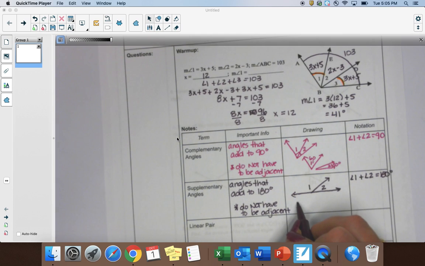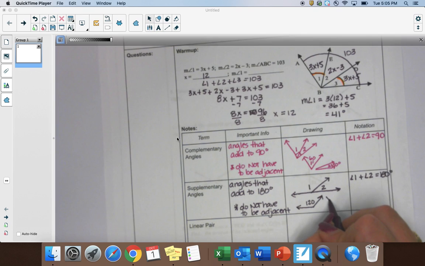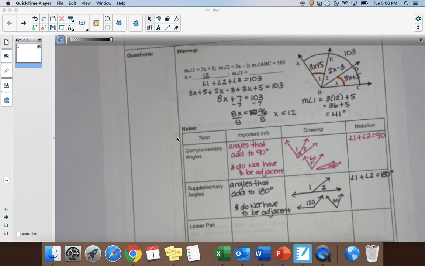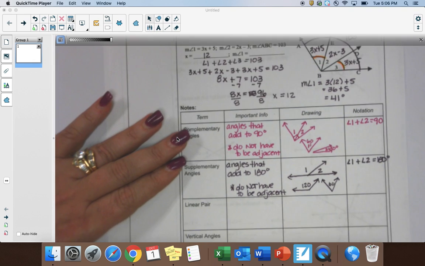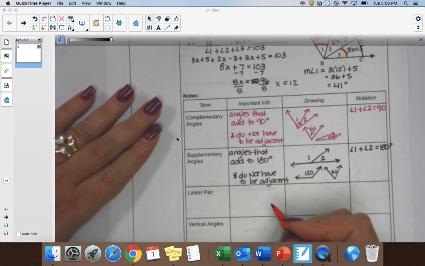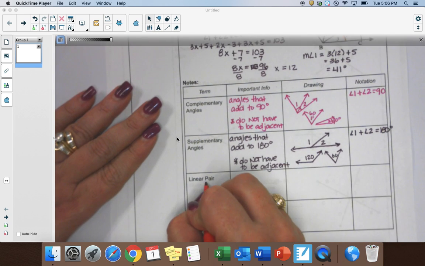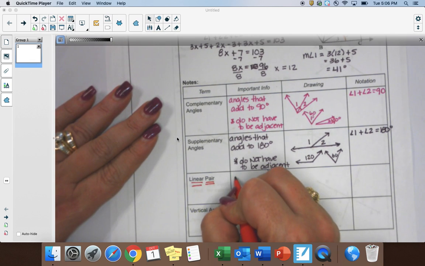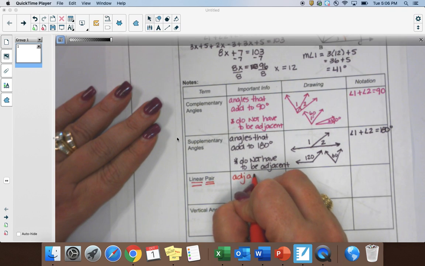But they could also be not touching at all. They could be non-adjacent. This one might be 120, and this angle right here might be 60, and those two angles are also supplementary. So supplementary angles are any two angles that add together to be 180. Now, another kind of angle pair that we have is called a linear pair. A linear pair is a supplementary angle that is also an adjacent angle. So, a linear pair is a pair of angles that form a straight line. So, they are adjacent and supplementary.